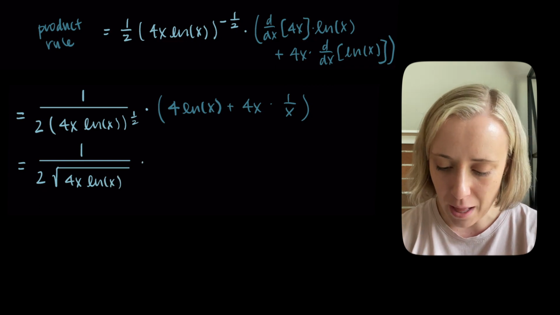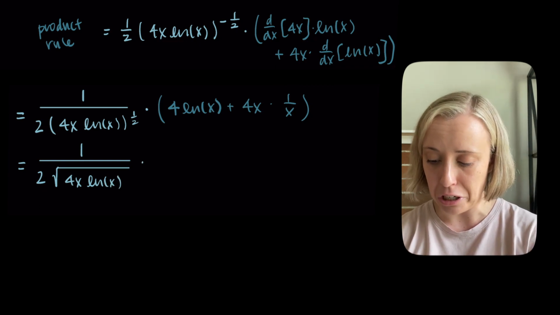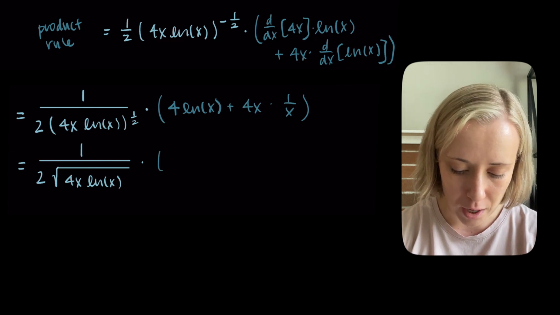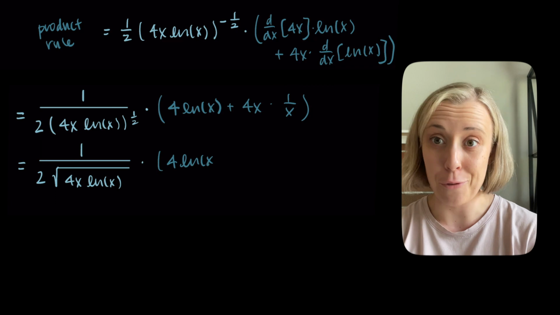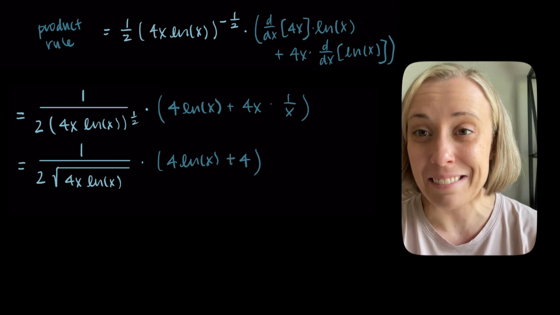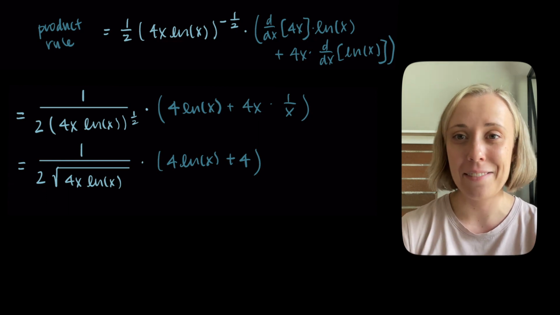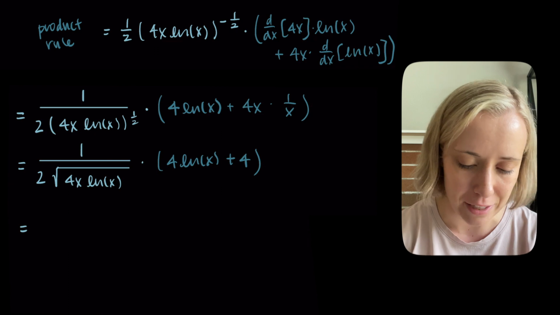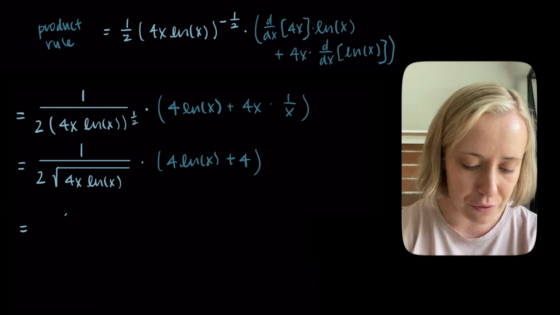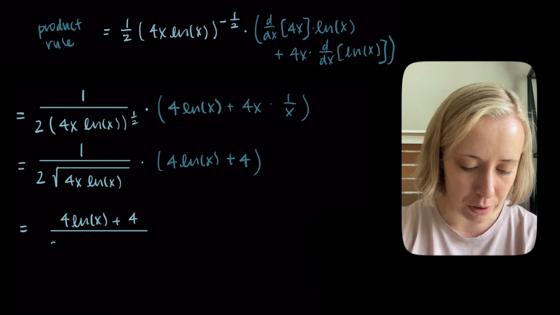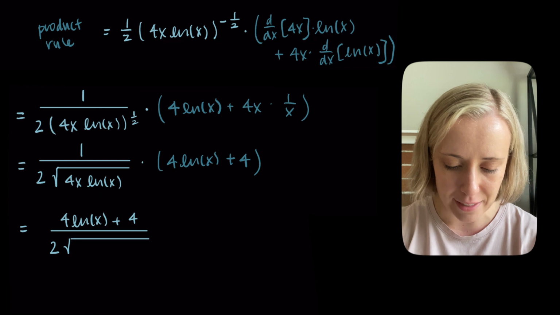Now, this gets multiplied by this other stuff. I'm going to try to simplify it just a little bit. I see those x's are going to cancel. So that's 4 ln x plus 4. And there we go. This is the final answer. I'm just going to write this as one fraction instead of having it separate. Let's move this 4 ln x plus 4 to the numerator, and then we'll have the 2 times the square root of 4x ln x.